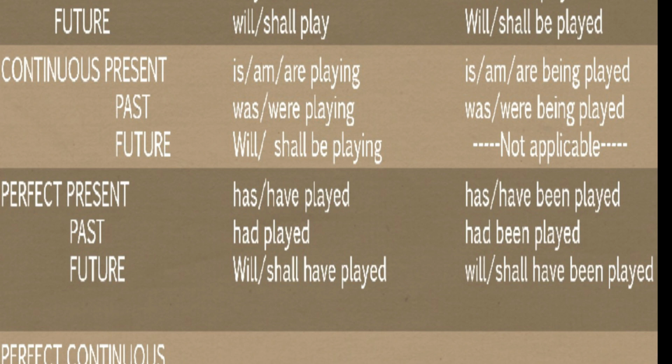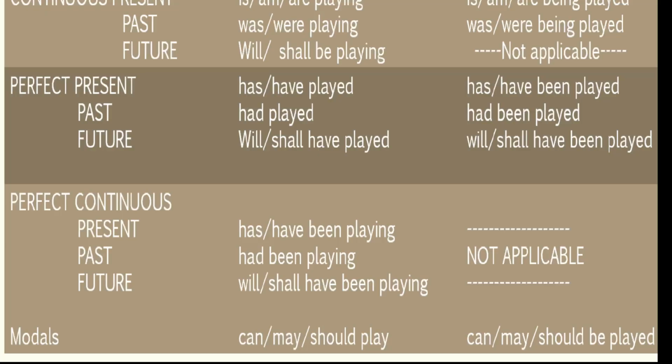This is the verb be that is differently used according to the tense and according to the subject in all the sentences. In case of the present perfect continuous, the past perfect continuous and the future perfect continuous, there is no passive verb form. So we cannot change these tenses from the active to the passive voice.